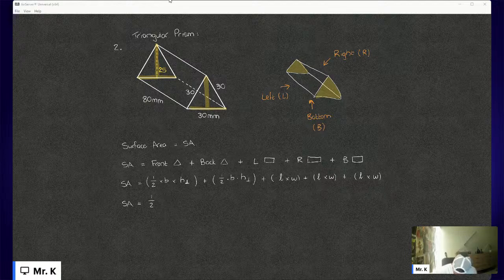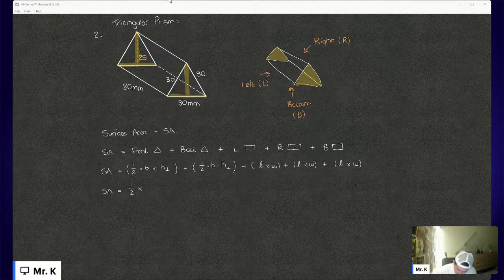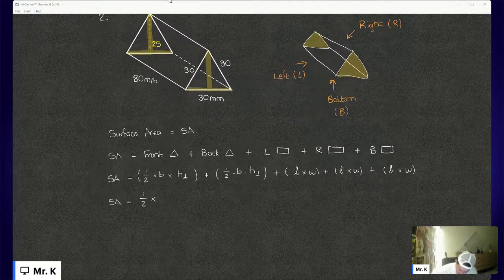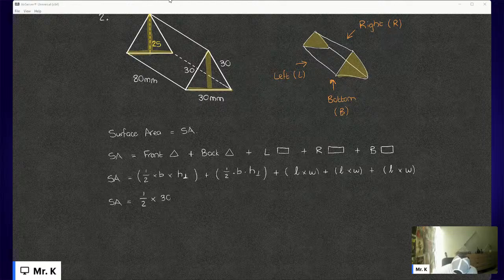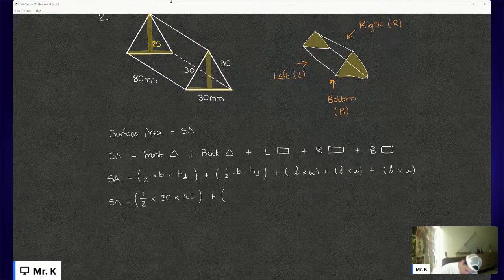A half times the base is 30 millimeters, while the height is 25 millimeters. Remember, we are looking for the perpendicular height, not the slanted height. Both triangles are the same, so again, we can repeat this and say a half times 30 times 25.